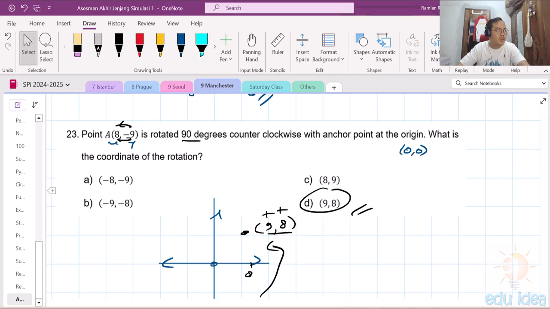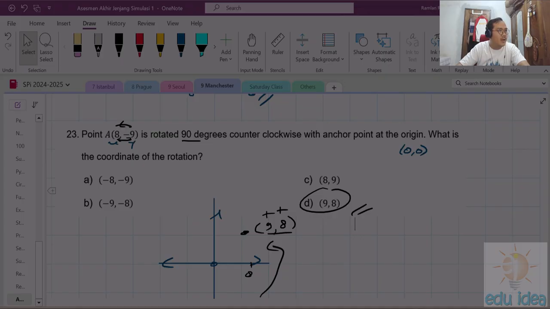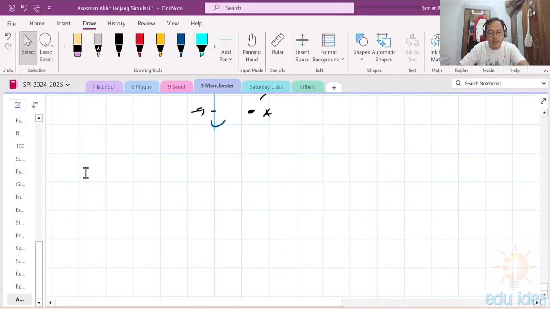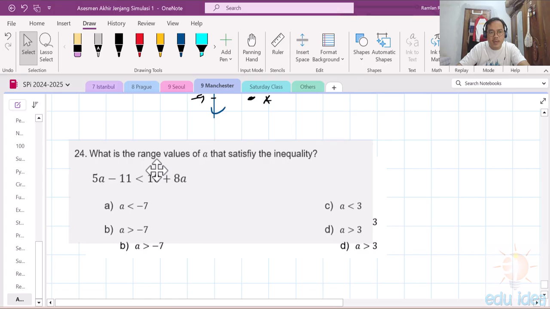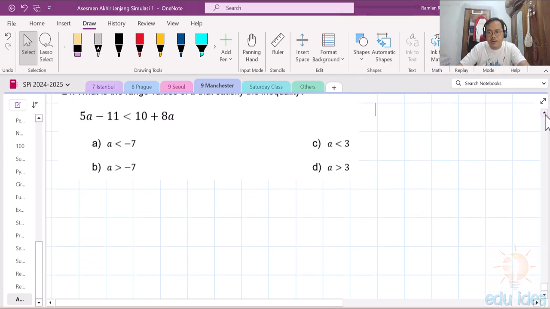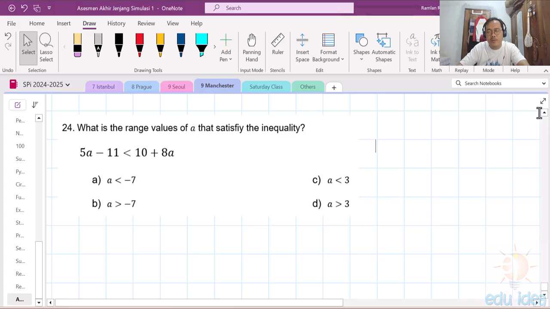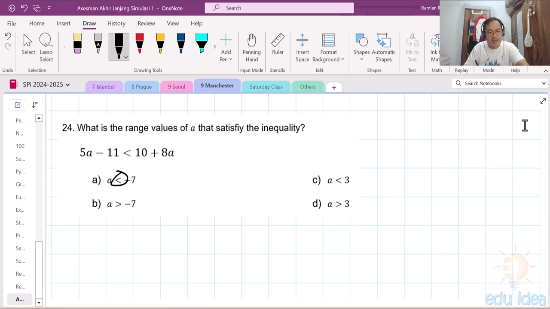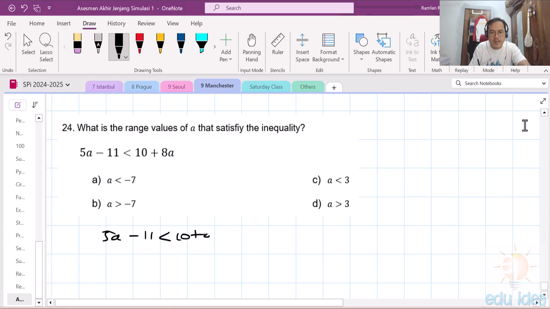Okay, let's go to number 24. 24 is about inequality. Okay, be careful when solving inequality. It's a little bit different from when you solve an algebraic equation with one variable. The difference is that when you multiply or divide by a negative number, the sign also changes direction. That is very, very crucial. Okay, now let's solve this one here. We have 5a minus 11 less than or equal to 10 plus 8a.